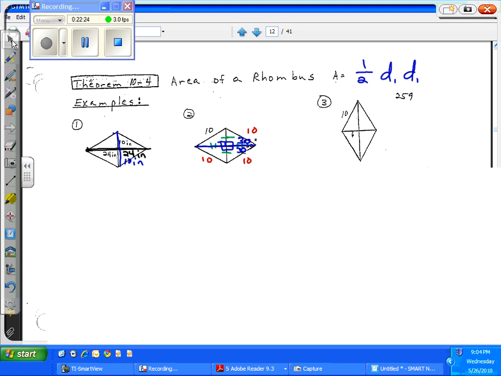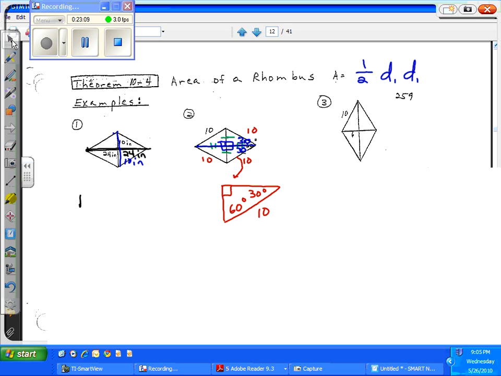So special for a rhombus, all 4 sides are equal. The diagonals are perpendicular, and each diagonal bisects a pair of opposite angles. That means that that little triangle right there, I'm going to have to draw it bigger, and my board is making little squiggly marks. This was a side 10. This angle was 30 degrees. That means that that angle is going to be 60 degrees.